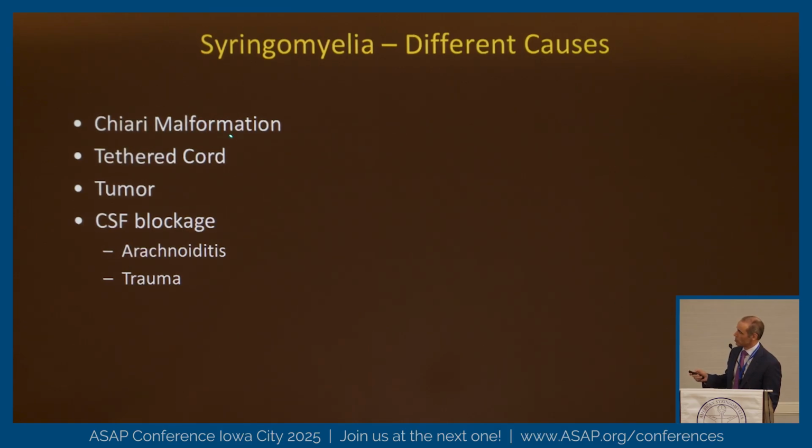So Chiari malformation is one. We talked about that earlier. Tethered cord. So that's pulling down of the spinal cord itself. So it's held in place and it can't move in the spinal canal like it should. So it can lead to damage over time, especially with movement, flexing, bending over, things like that. Tumor, often can be associated with a syrinx, and sometimes very large syrinx. Or CSF blockage, so arachnoiditis, which we'll have talks on, and trauma, which is associated with this as well. We'll have talks on that as well.